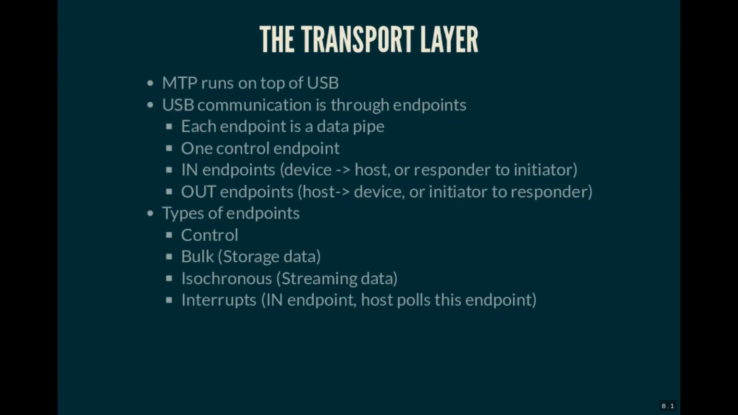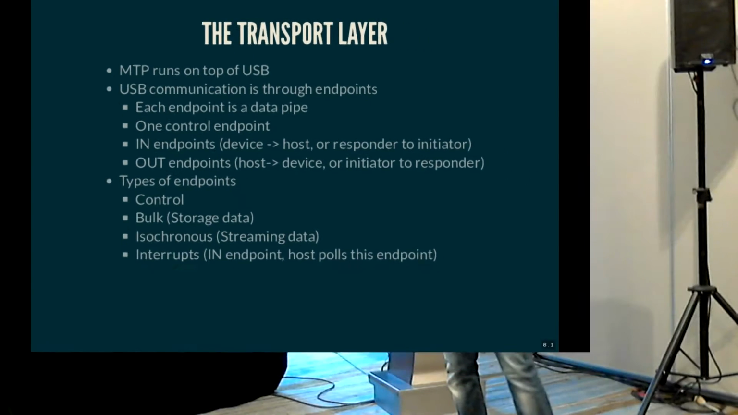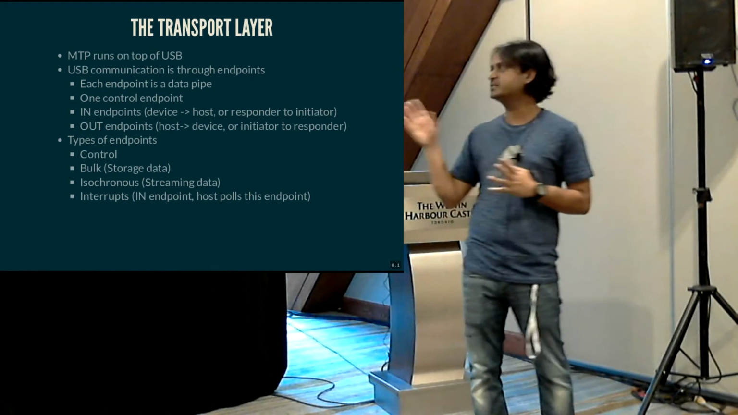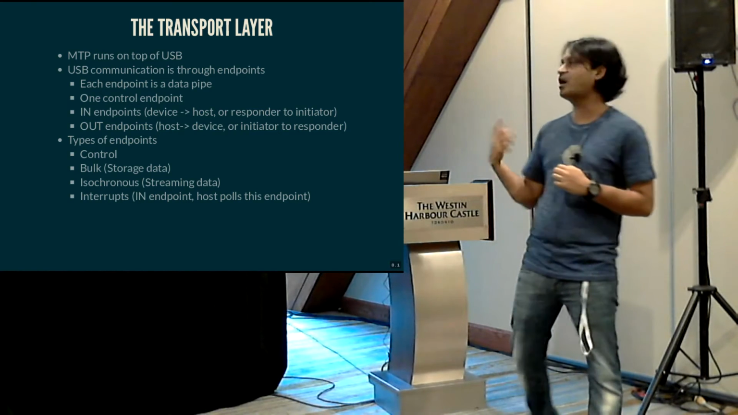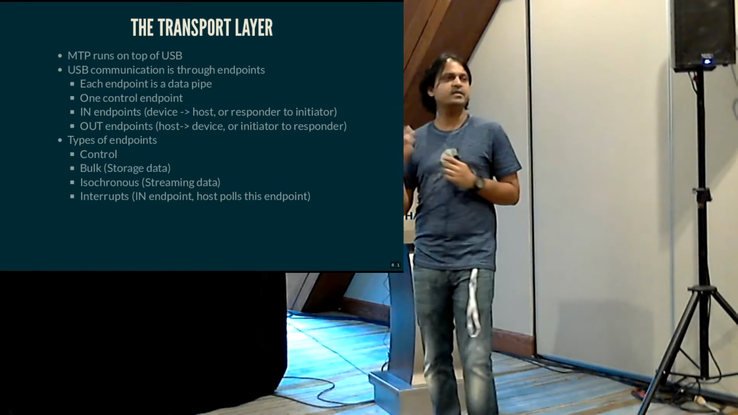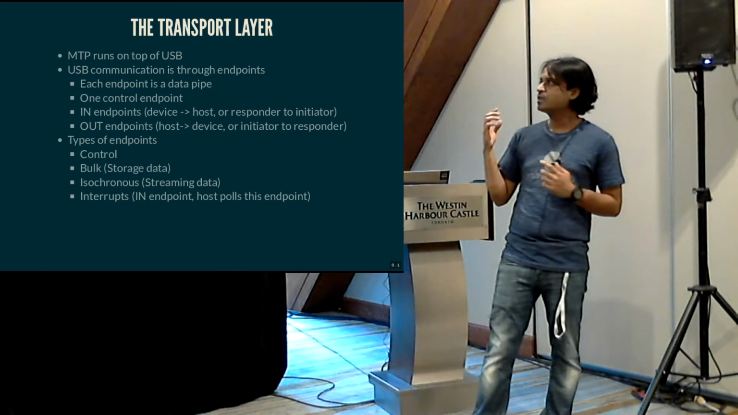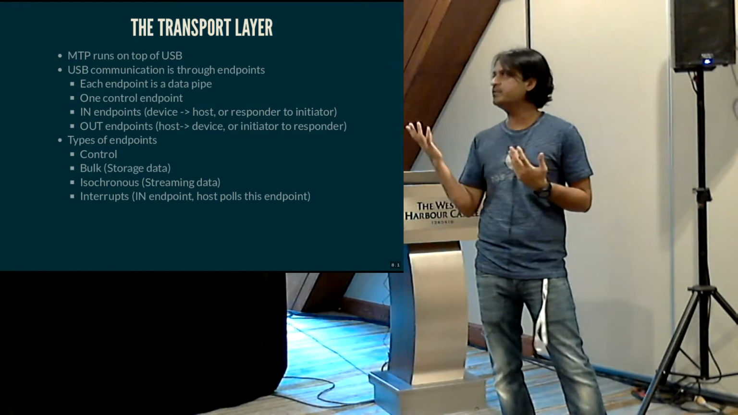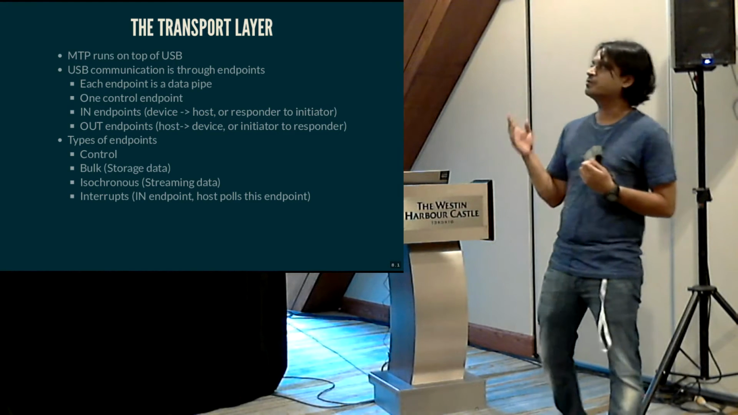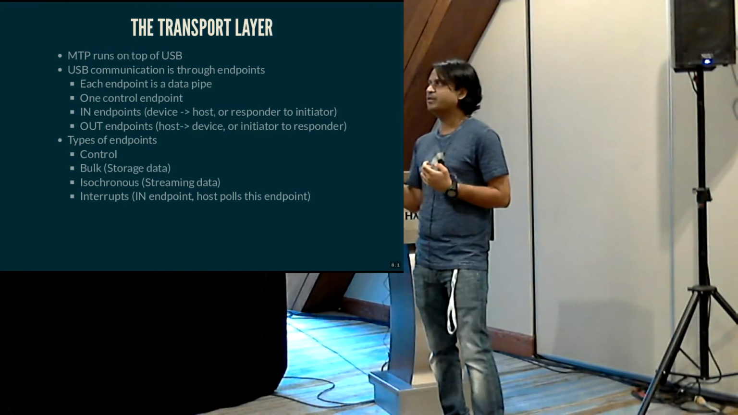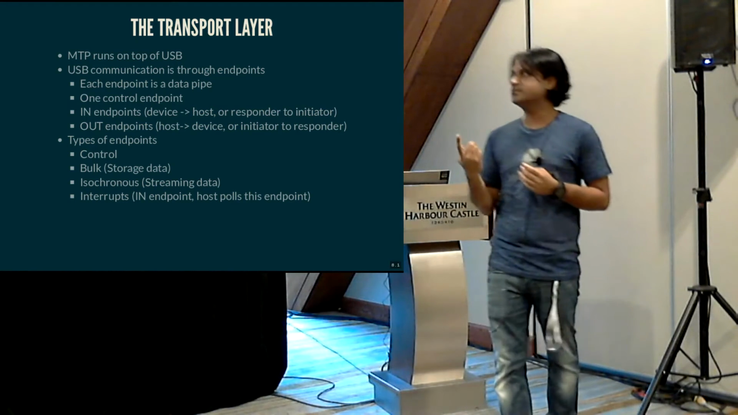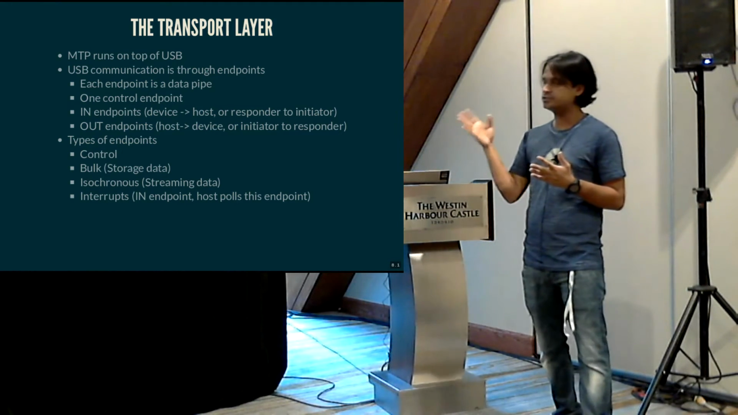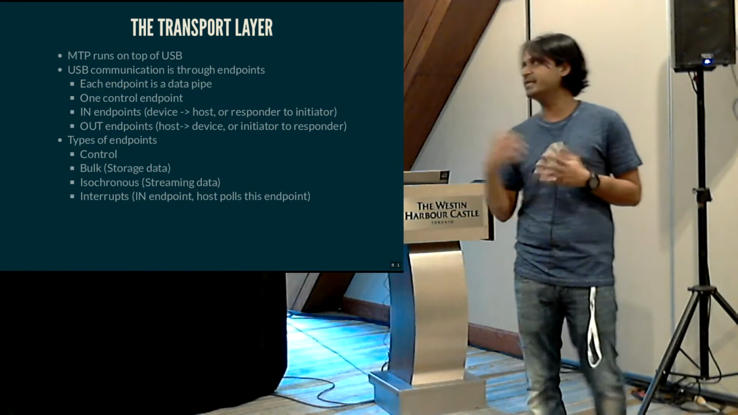So since MTP runs on top of USB, this is a quick primer on USB, although I don't know much about USB. I think this is just a basic understanding of what you need to know so that you can understand how MTP works. So basically, the communication in USB happens through endpoints. There are 2 main directions that we need to care about: in, which is basically from the device to the host, or the responder to the initiator, and out, which is basically the opposite way. And as far as the types are concerned, there's control and there's bulk, which is the one that we are most concerned about because that's being used to transfer the actual data in the files.